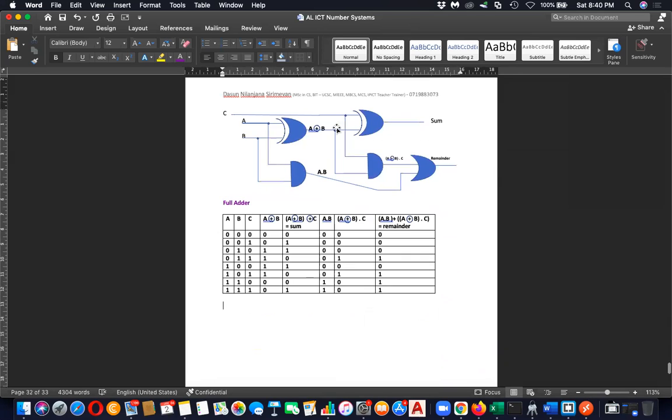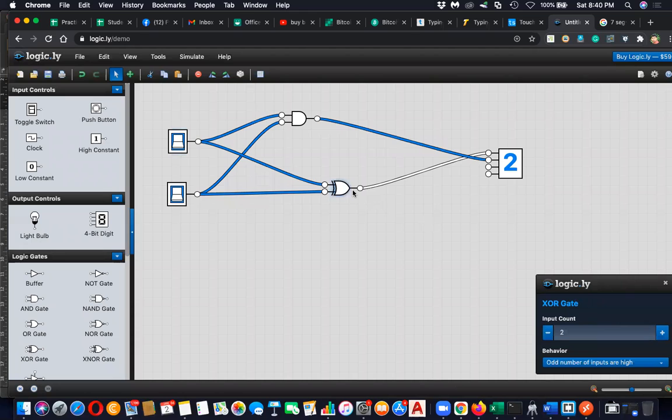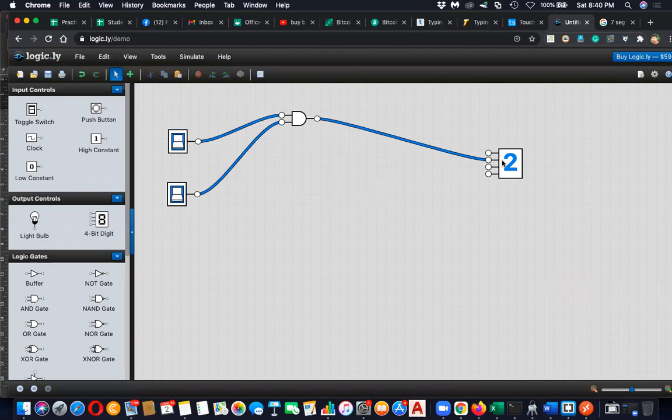So before that, actually you can try this using our simulator too. Simulator is always helping us trying this circuit. So this is half adder and this is how you create half adder. Okay, then you copy this and create another half adder.